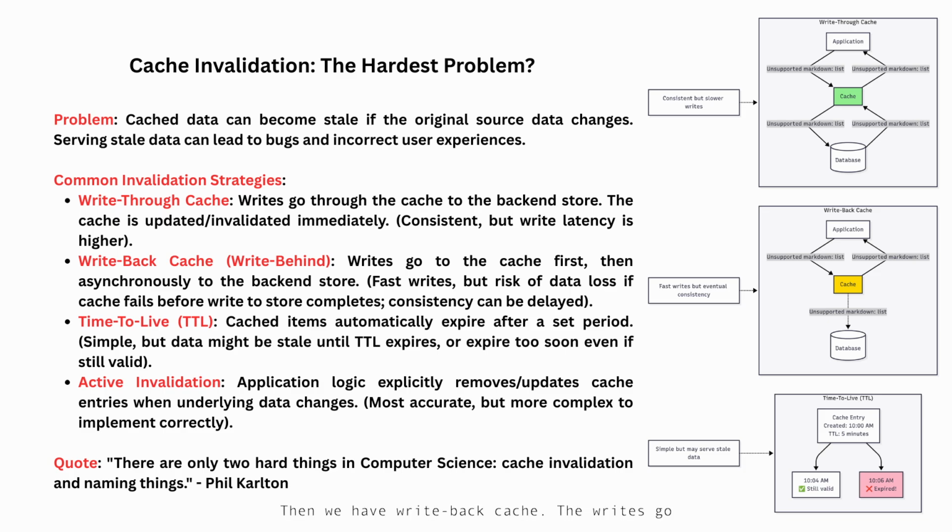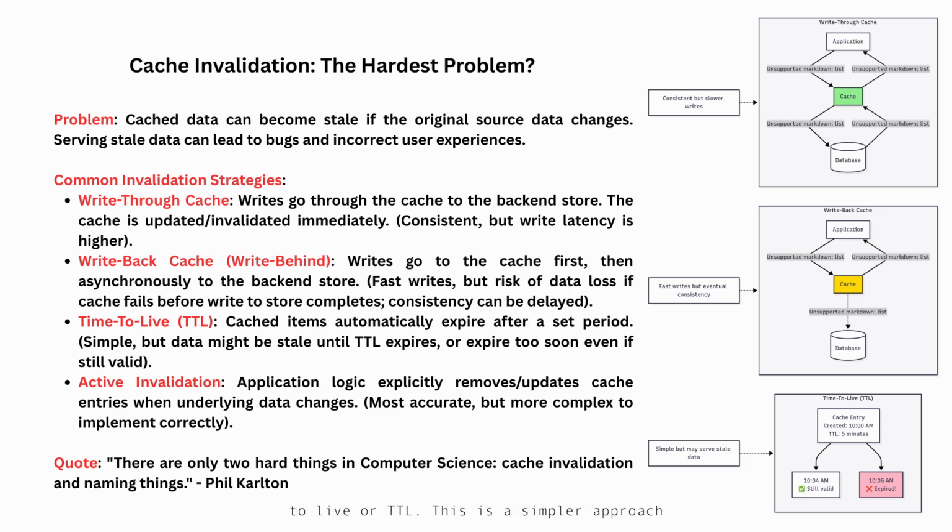Then we have a write-back cache. Writes go directly to the fast cache first, and then the cache asynchronously writes the data back to the primary data store later. This makes writes very fast from the application's perspective, but there is a risk of data loss if the cache fails before the data is persisted. Consistency with the main store is eventually achieved.